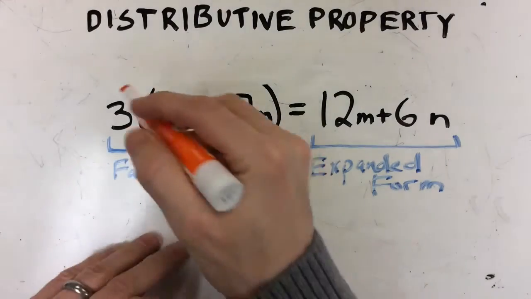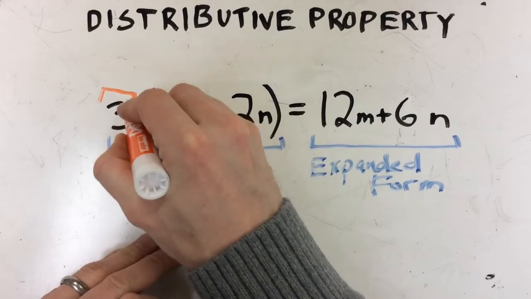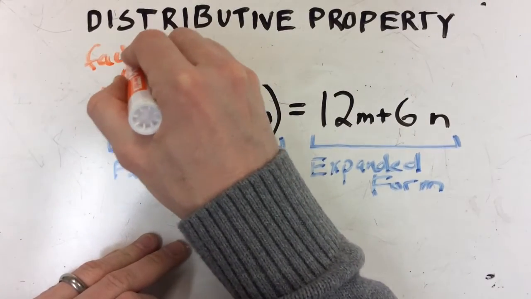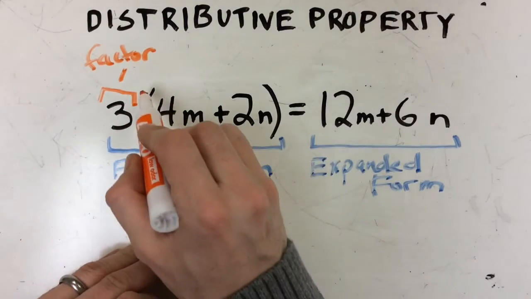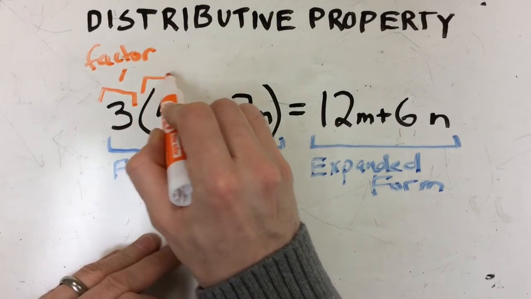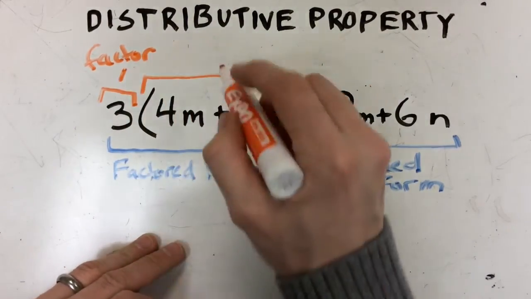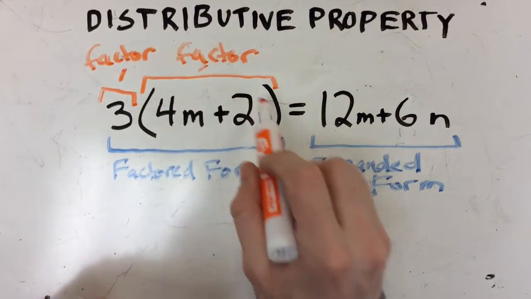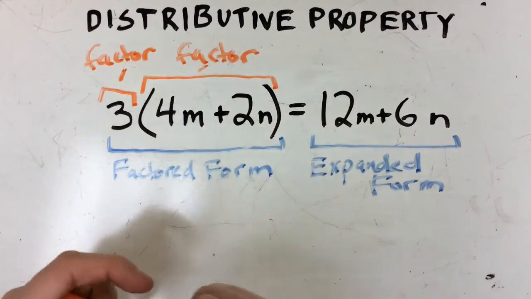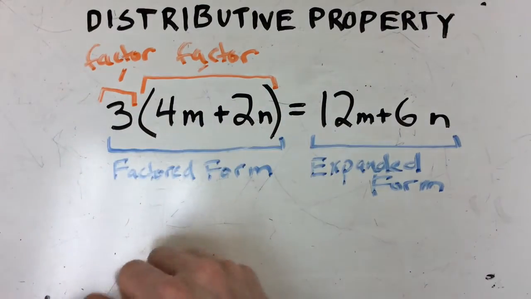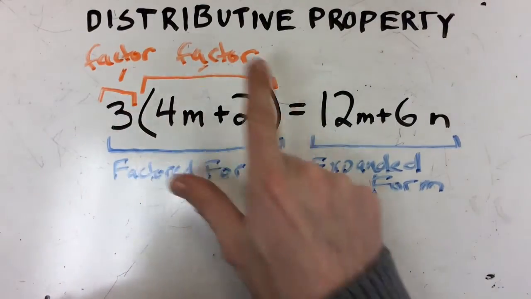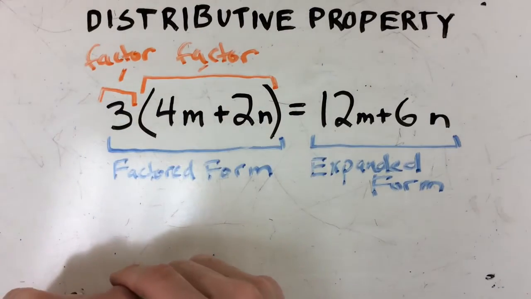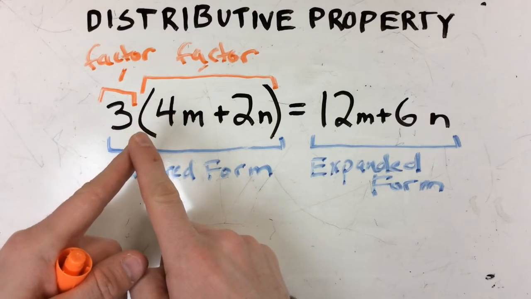Here are the 2 things. The first one is the 3. That's called a factor. The other factor is what 3 is being multiplied by, and that is everything else. So that's a second factor. So one way to look at this is simply 2 things being multiplied together: 3 times all of the stuff inside the parentheses. Each of those 2 things are factors since they're being multiplied together.